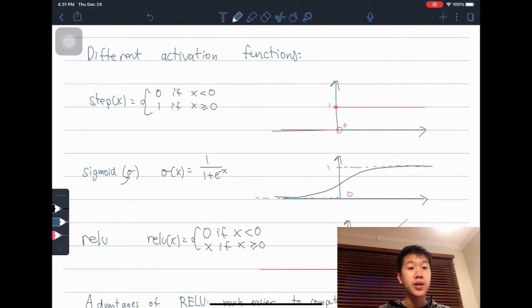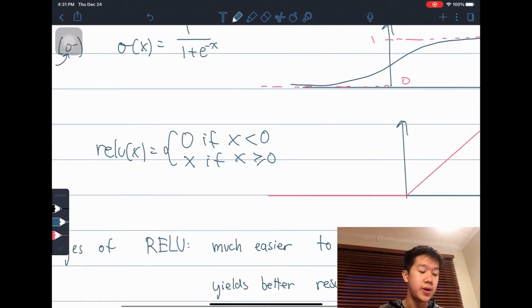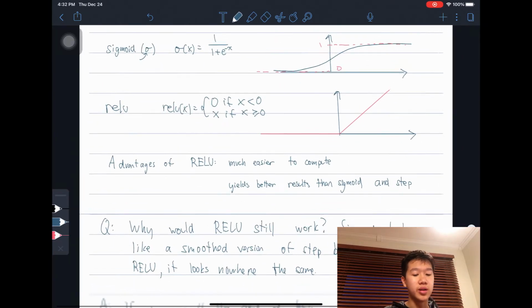And then, the one that I'm going to talk about is ReLU. ReLU of x is defined as 0 if x is smaller than 0, and x if x is bigger than or equal to 0. So this gives us a function that looks like this. So 0, 0, 0, 0. And then when x becomes bigger than 0, it rises at the same rate as x increases. So 1, 2, 3, 4, 5, and so on.